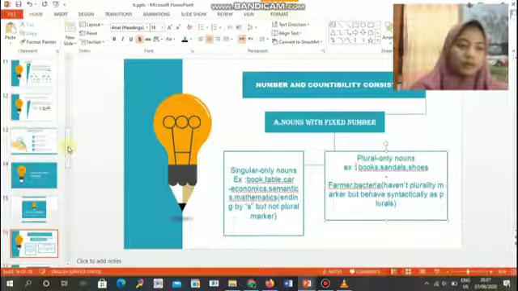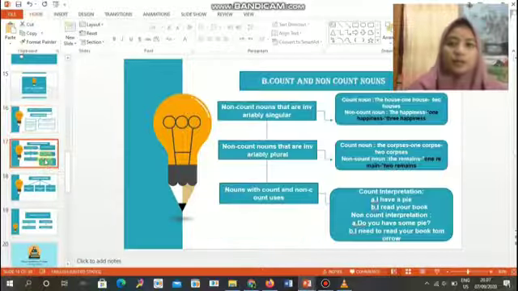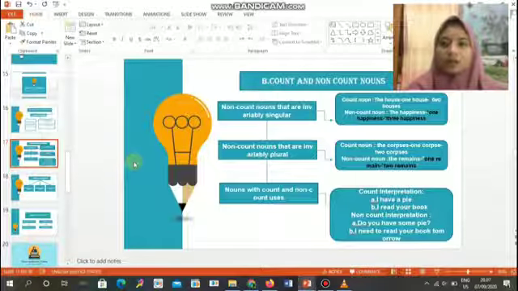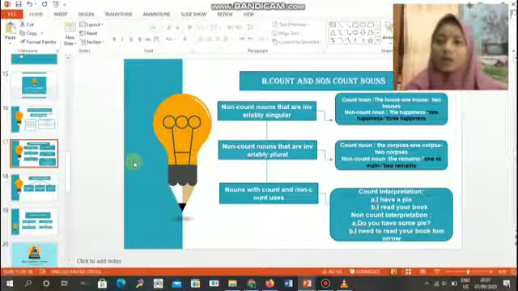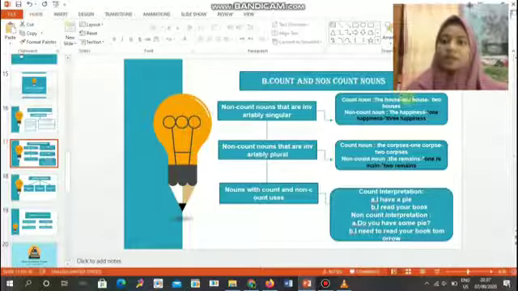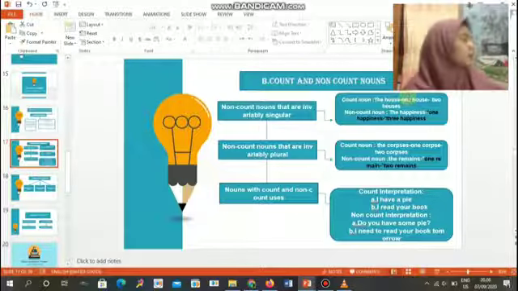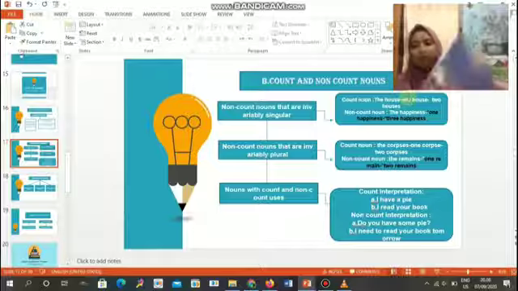And then number two is count and non-count nouns. There are three parts. Non-count nouns are invariably singular. Example, count noun: the house, one house and two houses. Singular with determiner the, then singular, one house, singular with numeral, and then two houses.